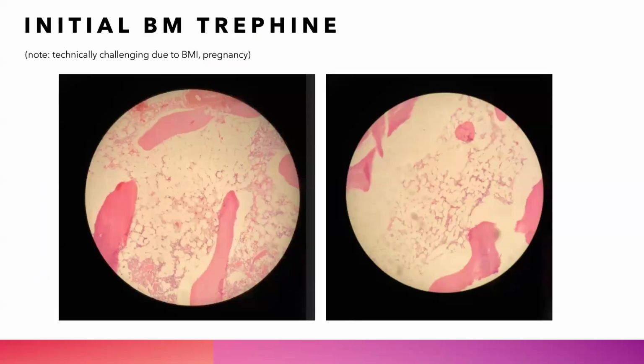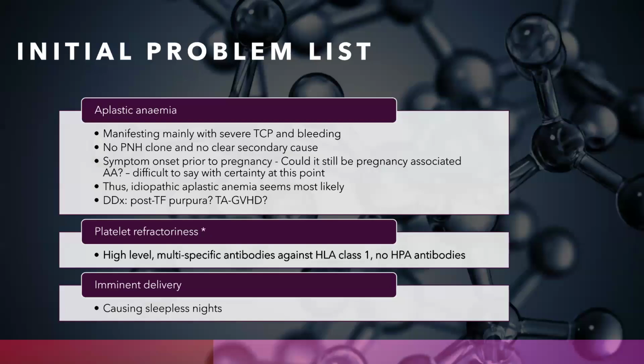Then we got the bone marrow back. Because of the diagnosis of pancytopenia, this patient had a bone marrow. Although it was a technically challenging procedure, one can appreciate the very marked hypercellularity on this section, mainly fat spaces with very minimal preserved hematopoietic elements. So really just pointing towards a diagnosis of aplastic anemia.